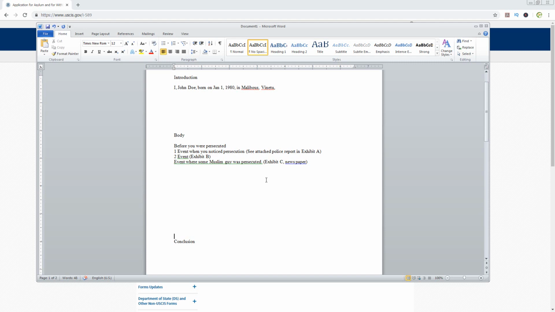Now I mentioned it many times already, but I just want to make sure that I stress enough how important it is to make the statement as detailed as possible. Describe every single detail. Let's say first event when you noticed persecution. When was it? What time was it? Where were you? How did you notice? How did you feel about it?